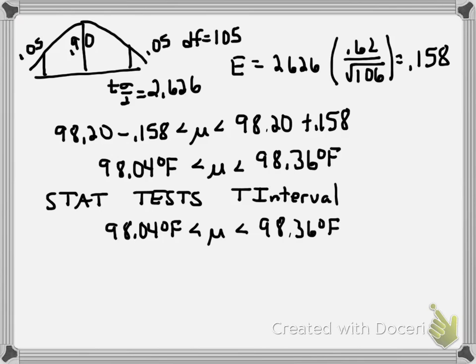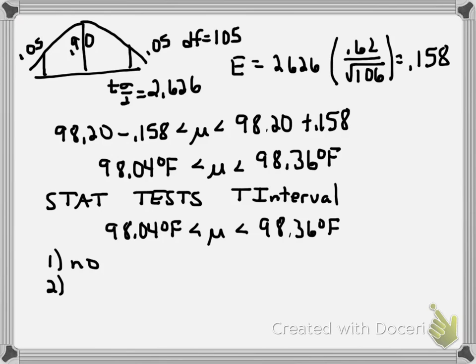The first one, does the confidence interval limits contain 98.6 degrees Fahrenheit? And you should answer no to that question. 98.6 degrees Fahrenheit will be larger than our upper limit.